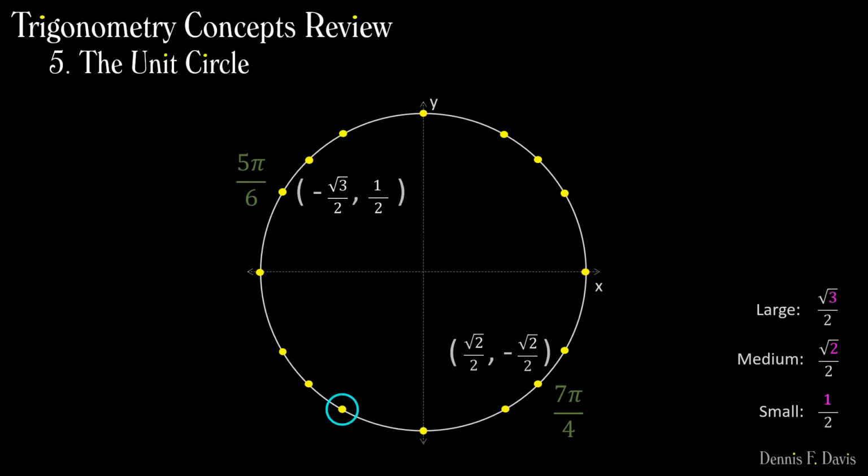One more. Try this one on your own. Be careful of the signs. They're both negative in quadrant 3. Negative 1/2, comma, negative square root of 3 over 2. The cosine is always the first coordinate, and the sine is always the second when the point is on the unit circle.